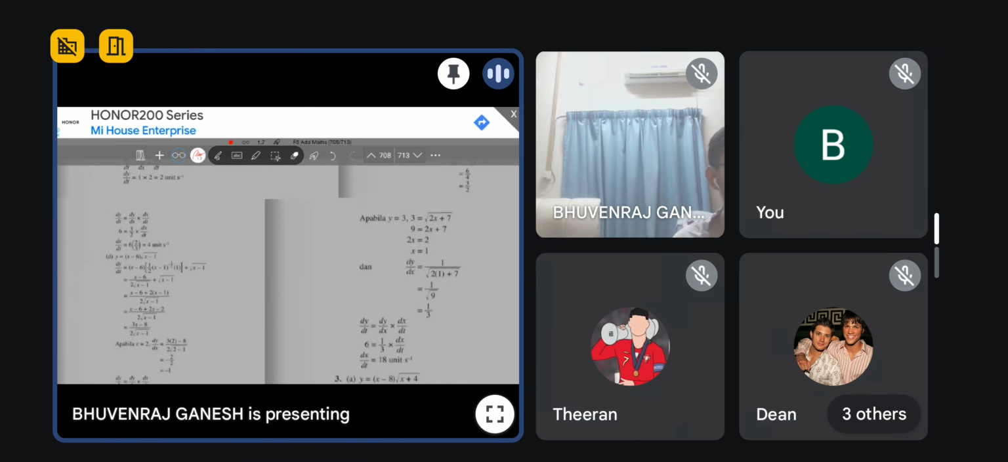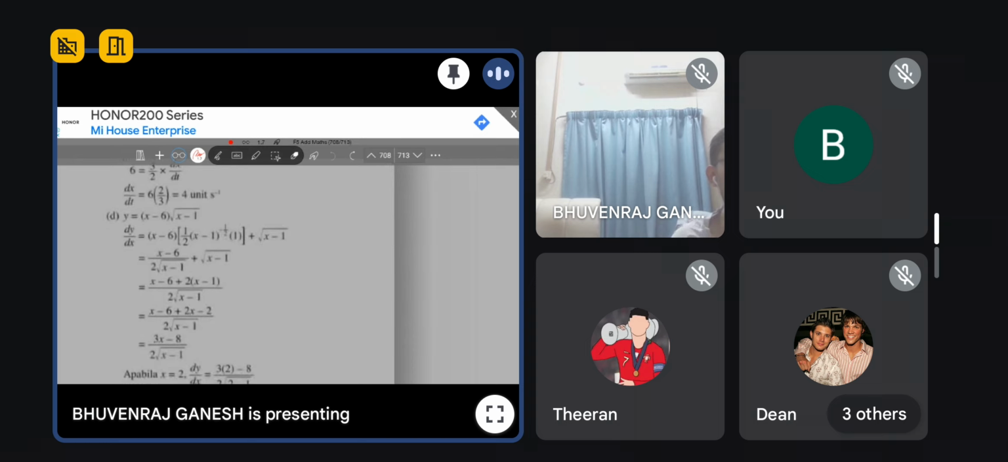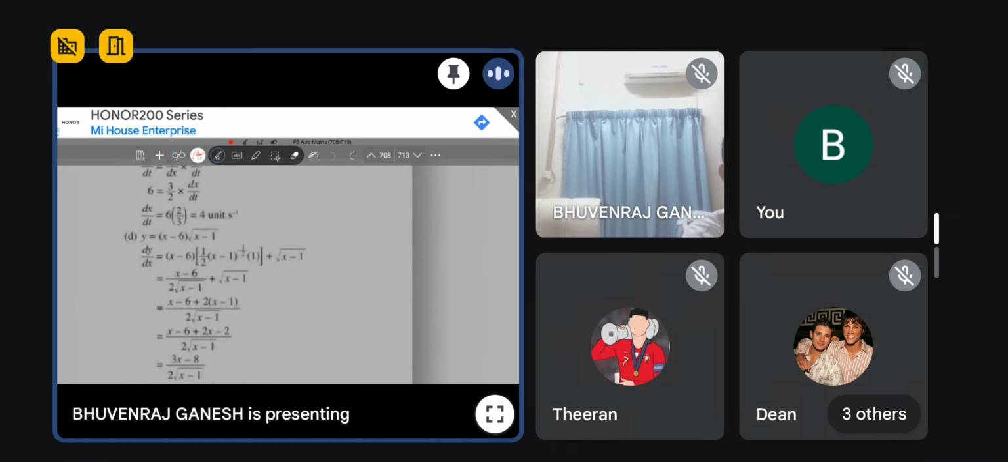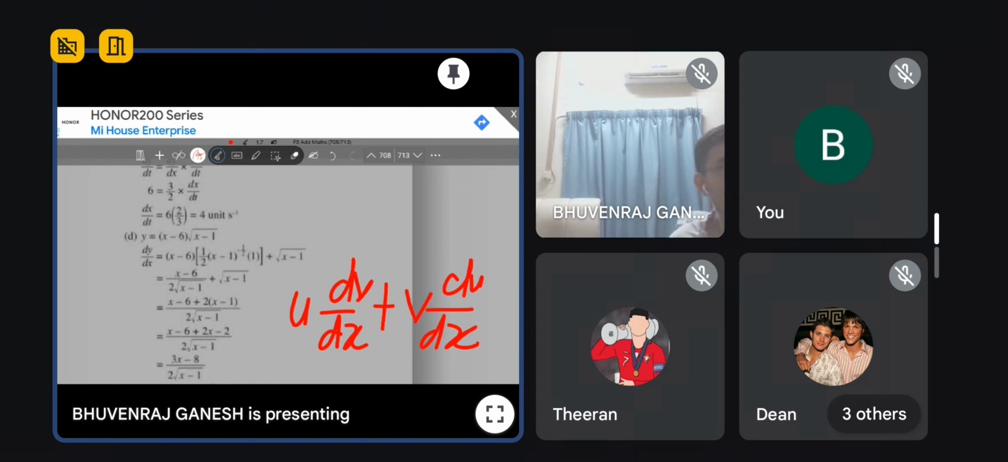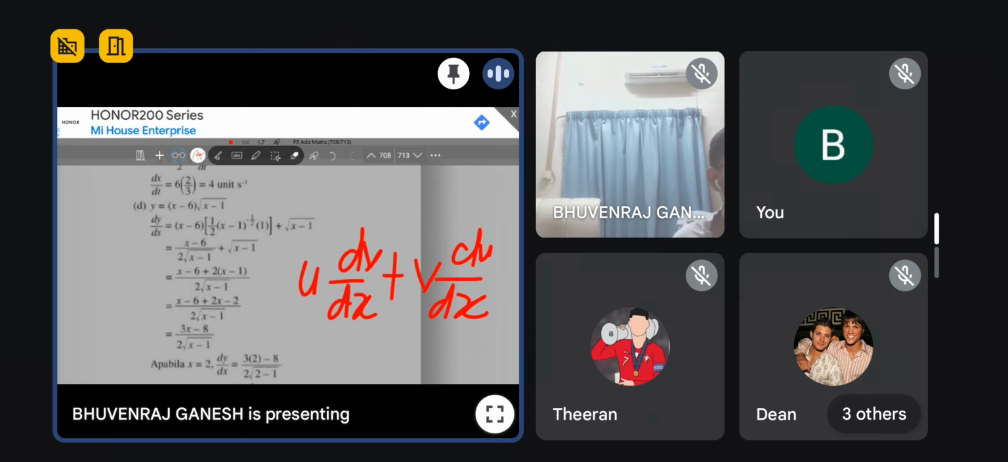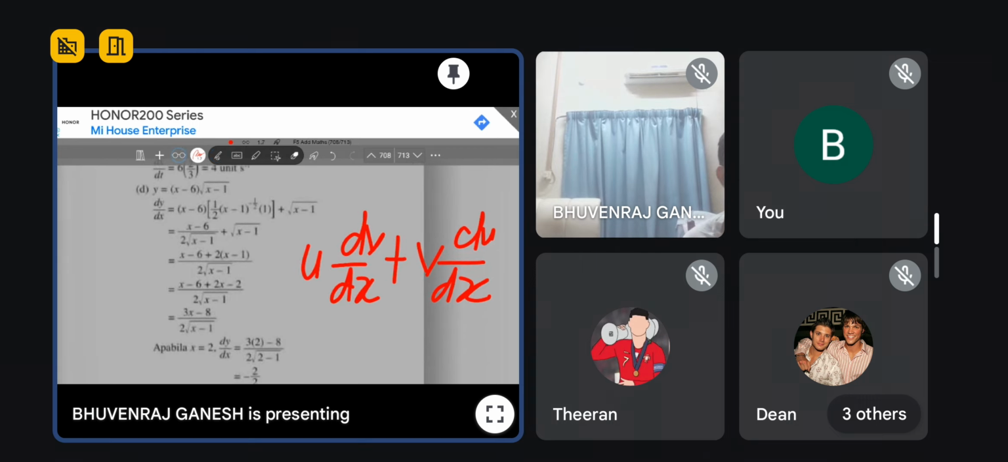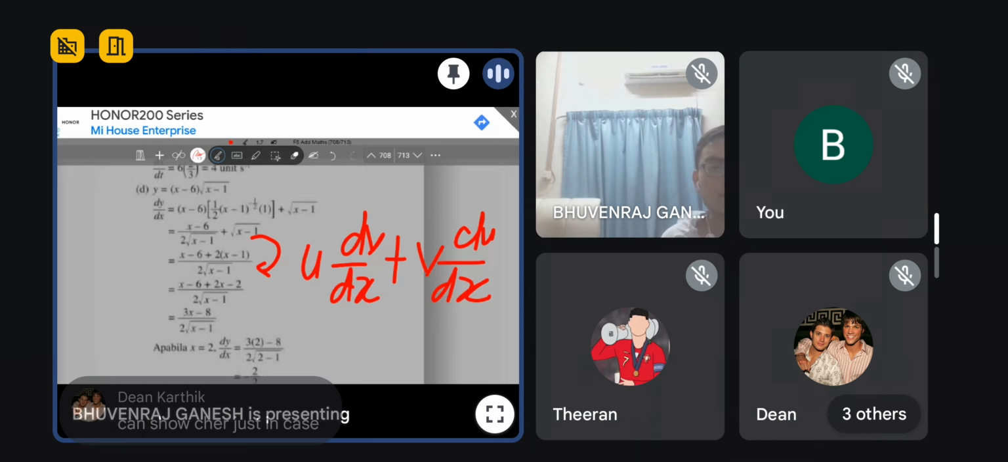Okay, I think this one, the question repeats. So you can see like this. So this is the product rule. The formula is u dv/dx plus v du/dx. All right. So yeah, this part over here, anyone struggle for the arrow I put? Anyone don't know how to do that one? Or are you all okay?